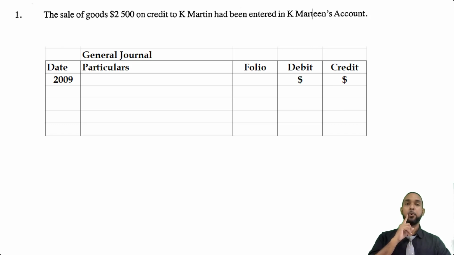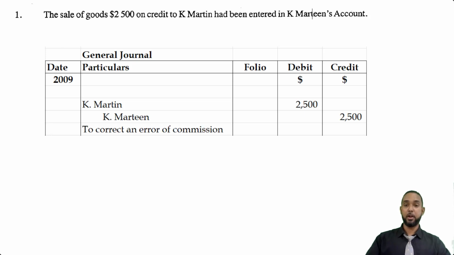So remember, we were supposed to debit Martin, but we didn't. So to fix that, we are going to debit Martin. And we have a debit in Martin's account that should not be there. To remove a debit, you're going to have to do the opposite, which is credit Martin's account. The narrative is simply to correct an error of commission. An error of commission is where you enter a transaction in the wrong person's account, which is exactly what happened here. Okay, let's take a look at the second transaction.